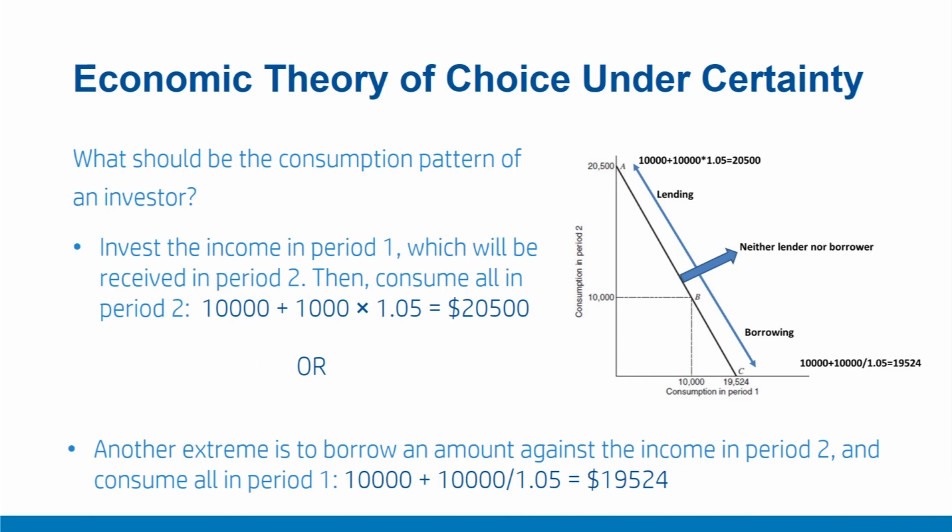point A. Another extreme is to borrow an amount against the income in period 2. This will be 10,000 divided by 1.05 equal to rupees 9,524. So he can consume 19,524 in period 1 itself. This is shown by point C.